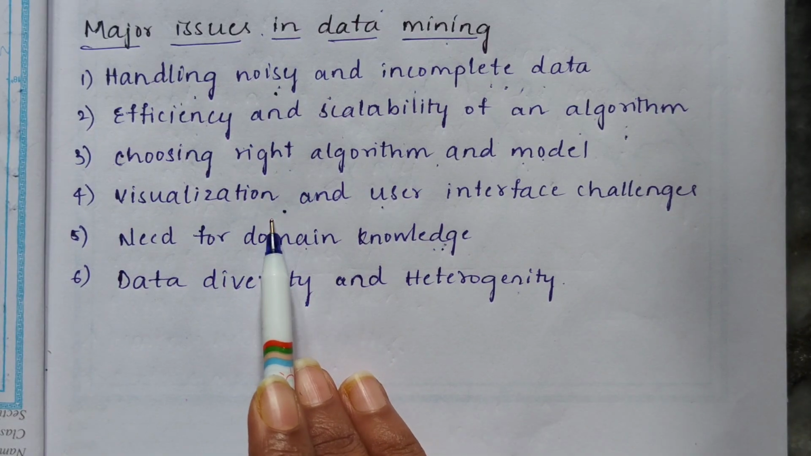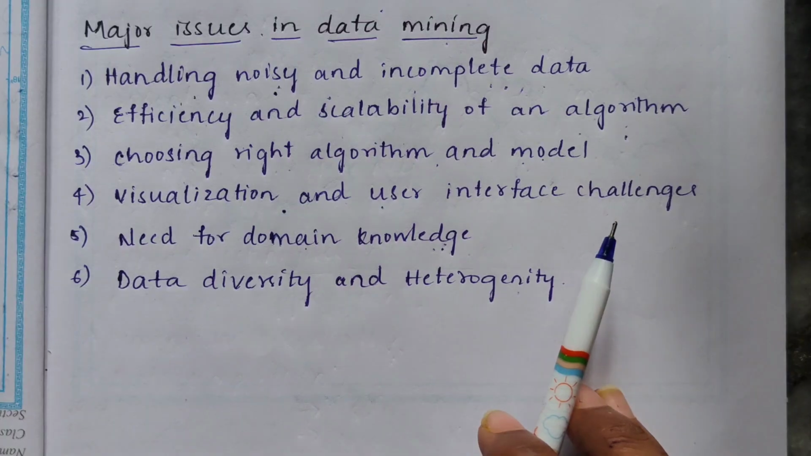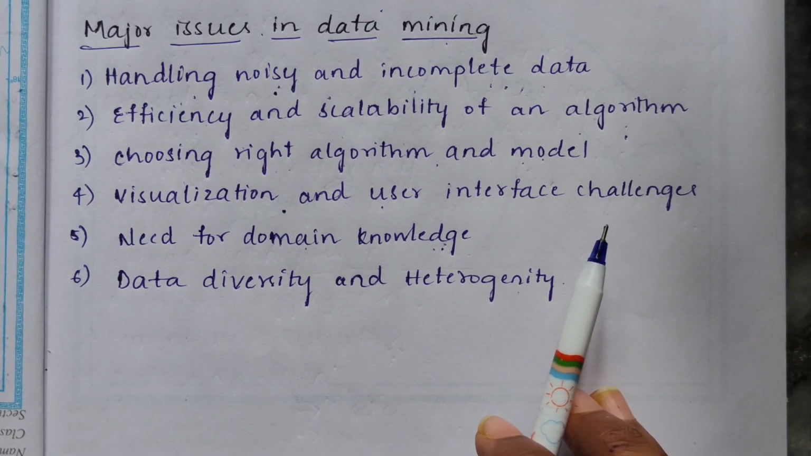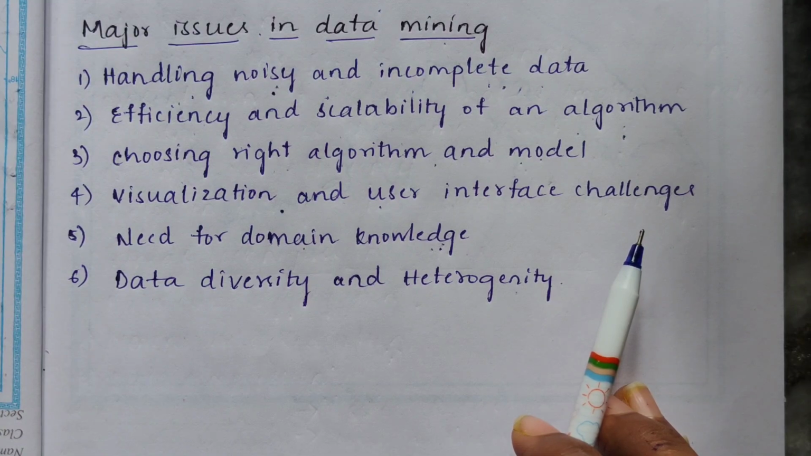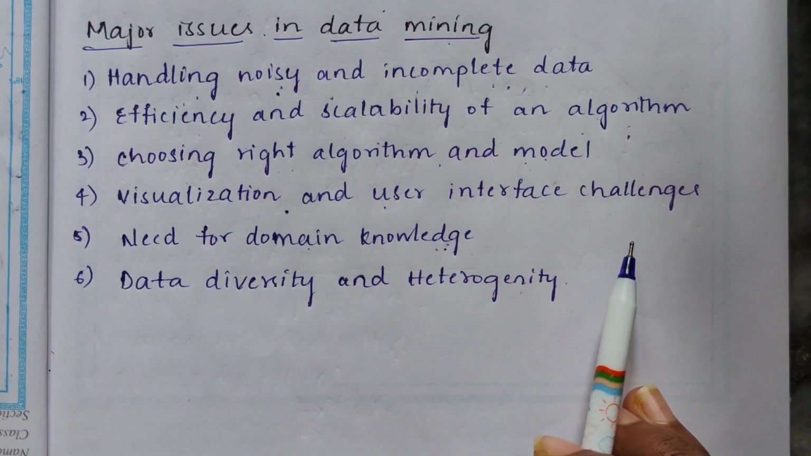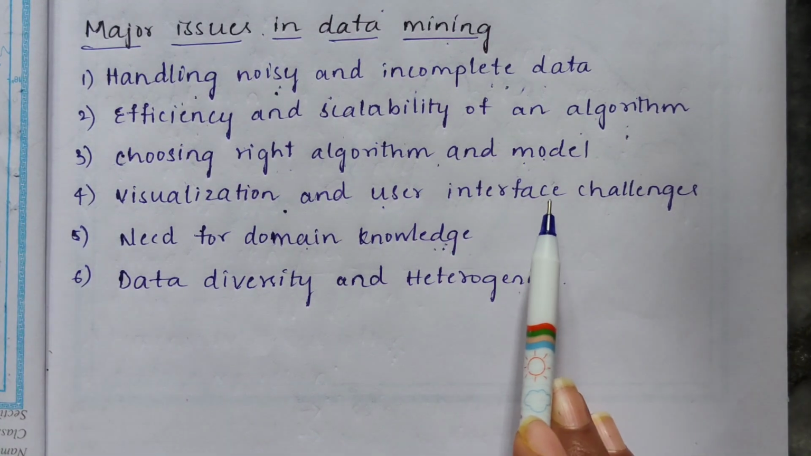And the fourth one is visualization and user interface challenges. Generally, the results that we obtain should be in a way that humans can understand, but some raw patterns will be very difficult for humans to understand, and also users may not know how to read complex graphs. That is the fourth major issue in data mining.